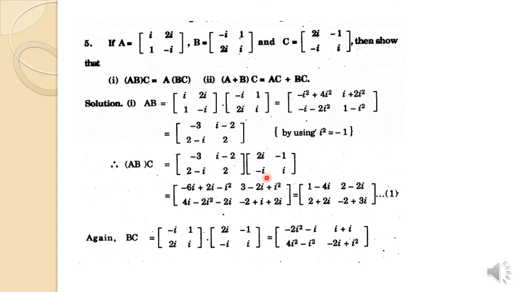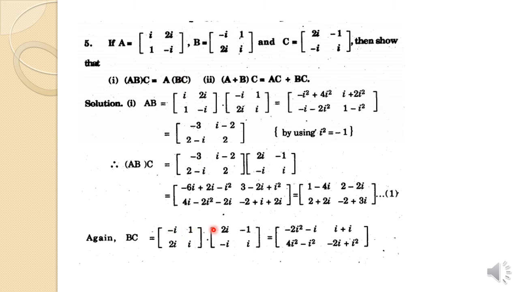Now similarly the same rule is followed, this row with this column and this row with the second column, and similarly the last row with the first column and the last row with the second column. So you will get, student, this matrix, and similarly after simplification you will get this. So student, this is how we find the left hand side. Now we solve for the right hand side, and first we multiply matrix BC.